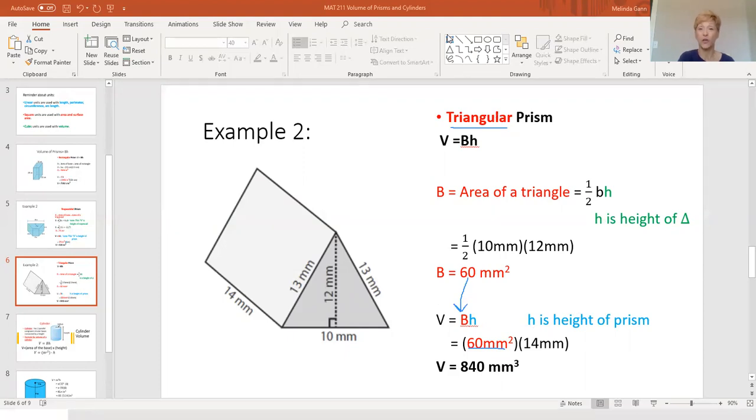Okay, so your formula when you've got a prism is always capital B times H. And capital B is the area of your base. And that H is the distance between those bases.